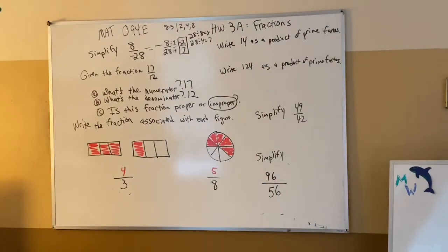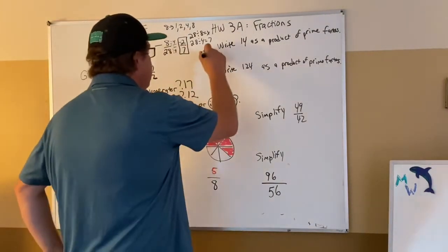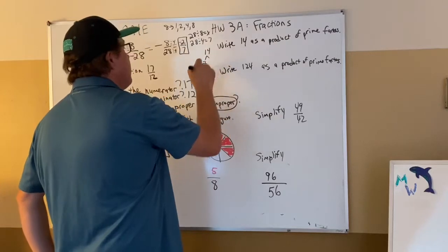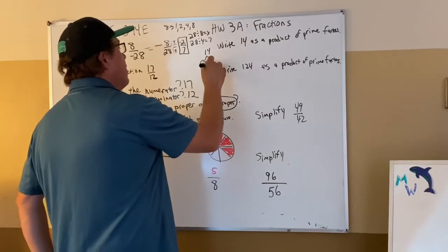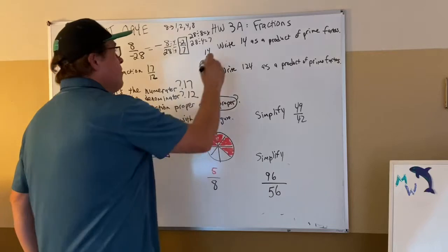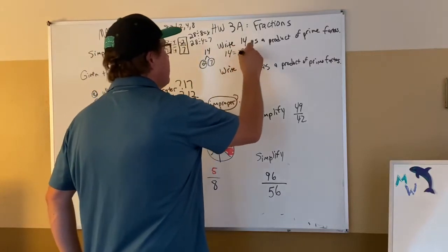Write 14 as a product of prime factors. 14 doesn't go very far. You divide 14 by 2, which is prime. You wind up with 7, and 7 itself is prime. 14 equals 2 times 7.